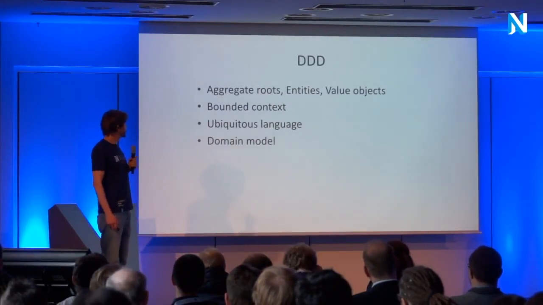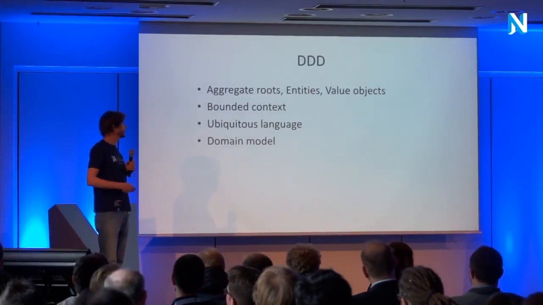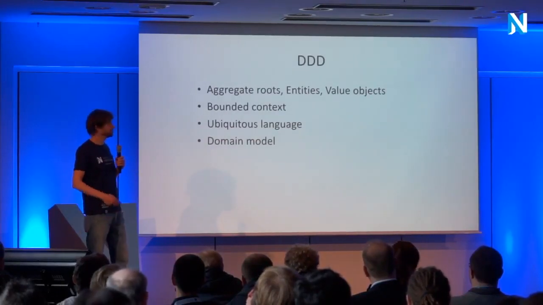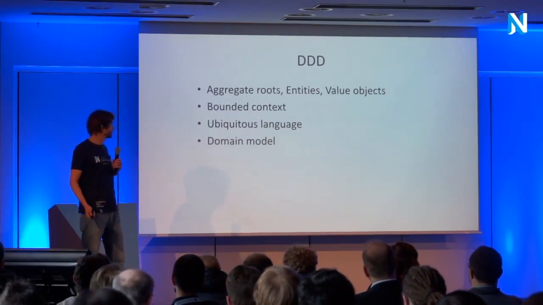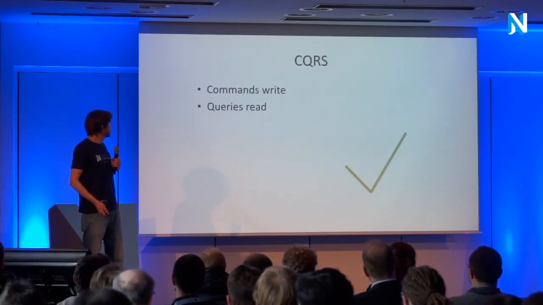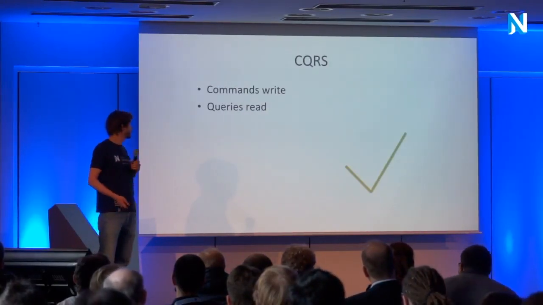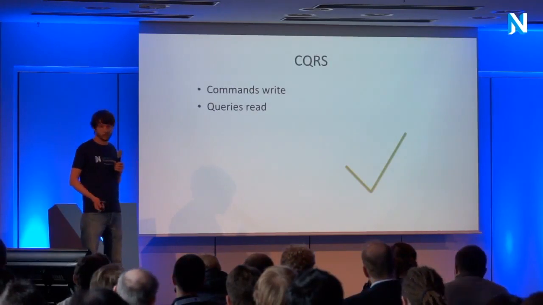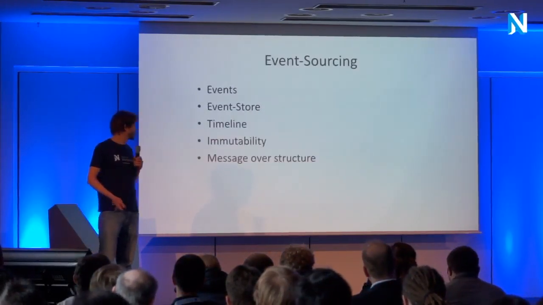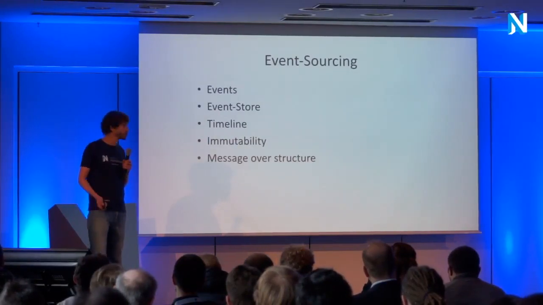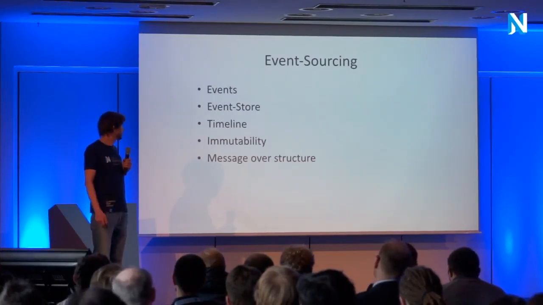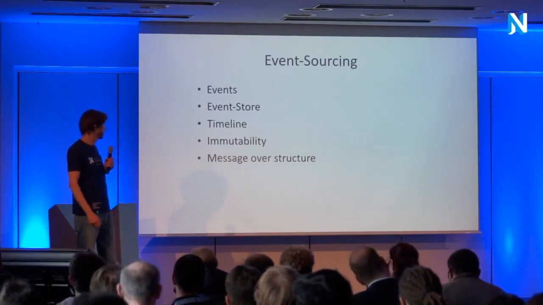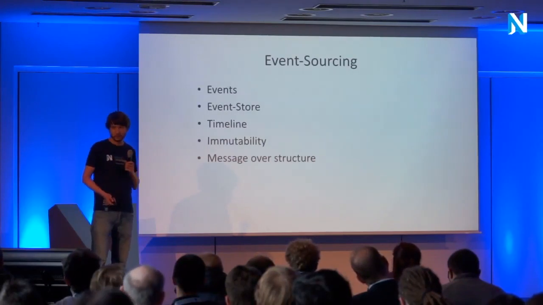We will use domain-driven design. We know everything about aggregate roots, entities, value objects, bounded context, ubiquitous language. We got this sorted. We have to build our domain model using these tools. So, it's checked. We want to use CQRS. We understand this. We have to separate the commands and the queries, the read and the write. We want to use event sourcing with all the good things which come with it. Events, event store, they form a timeline. Events are immutable. And yeah, we get things like scalability by the idiom message over structure we heard yesterday. So this is sorted.